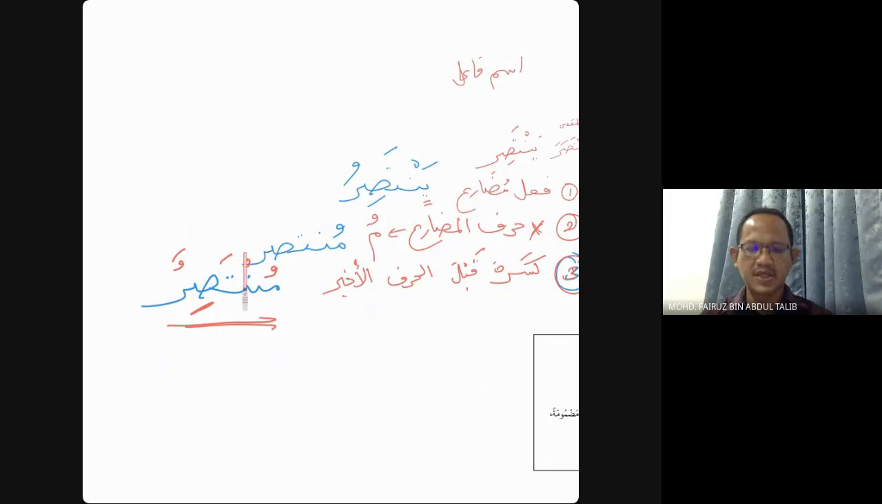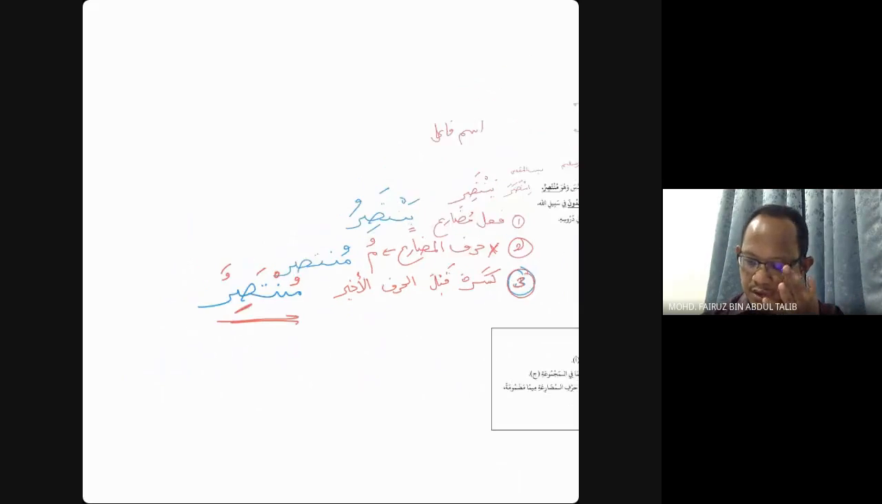Of course, there is a wazan for that. It will be munfa'ilun. But it can be difficult if you want to know the wazan, because you have to memorize the wazan for all of these. Fa'ala, mufa'ilun. We have so many wazan. So the easiest way is to know these steps. Only 3 steps. So that is for the first word, muntasirun.